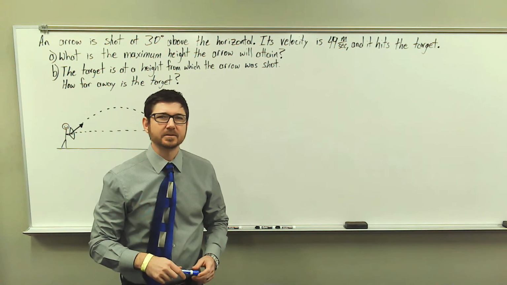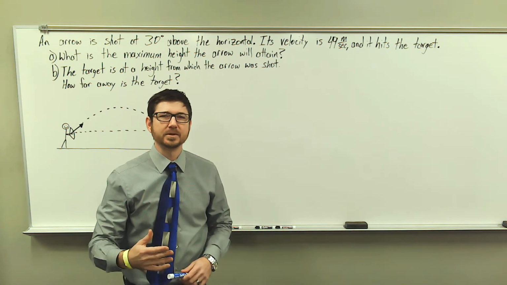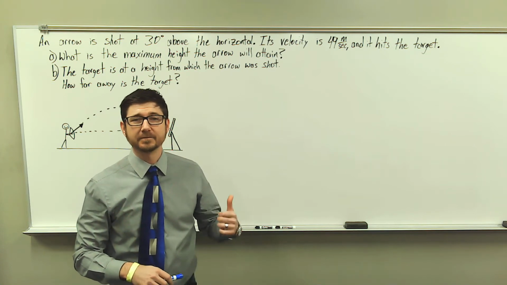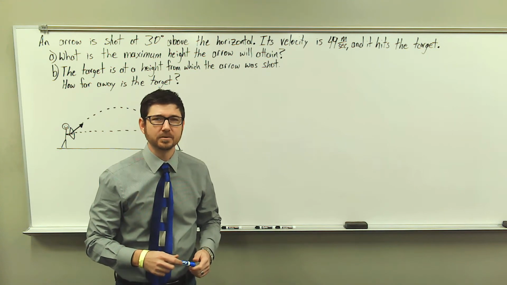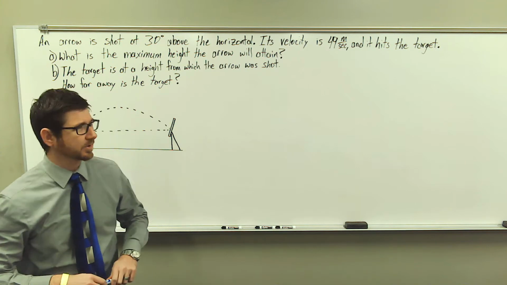Today I would like to take a look at a projectile motion problem. So I'm going to read the problem, underline some important information. I've drawn a diagram and we're going to list a column of knowns and unknowns to help us solve the problem. So let's go ahead and get started.